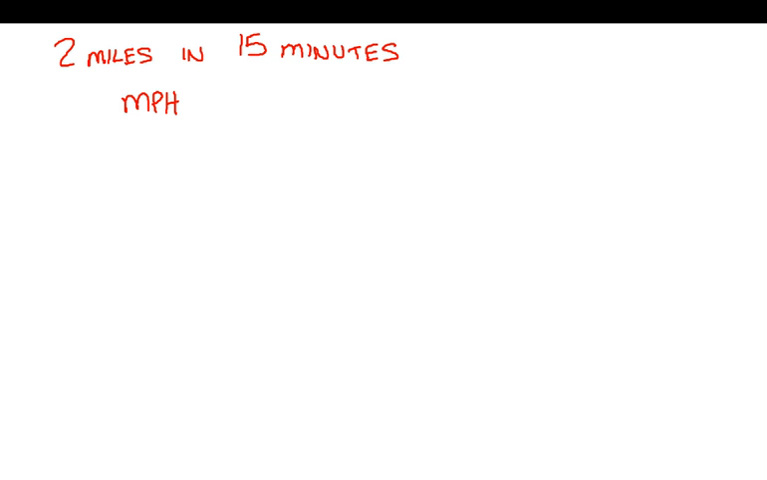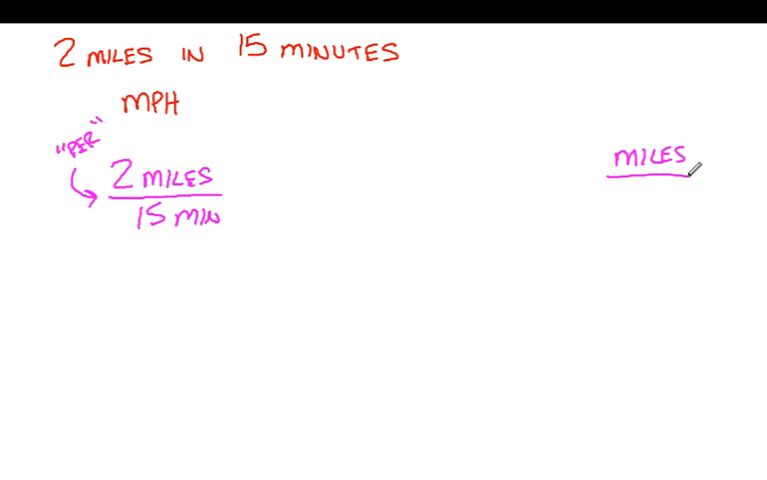Now, the other thing we can do is we can actually do some rates in the same way. 2 miles in 15 minutes. I can write this as a ratio. 2 miles in 15 minutes is the same as saying per 15 minutes. 2 miles, 15 minutes. Our fraction bar is kind of like saying the word per. 2 miles per 15 minutes. Say I want to know that in miles per hour.